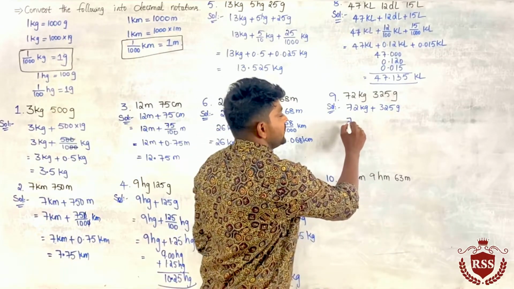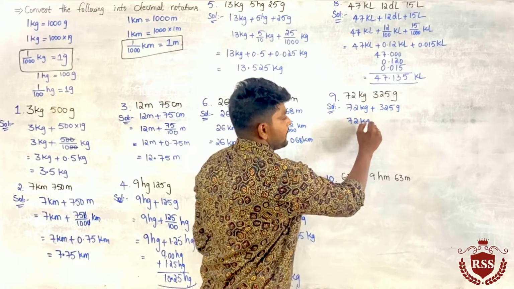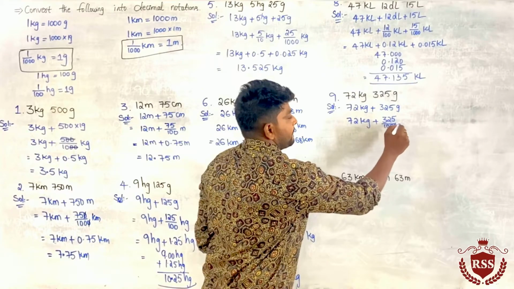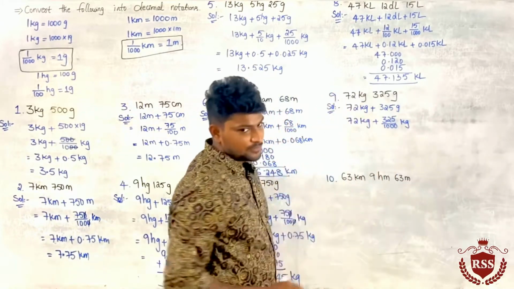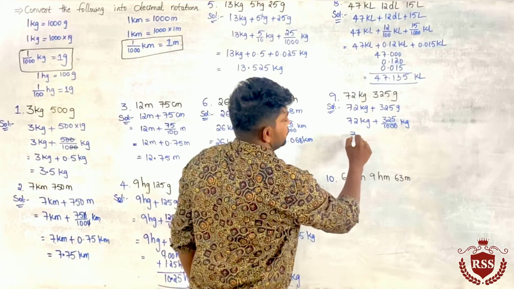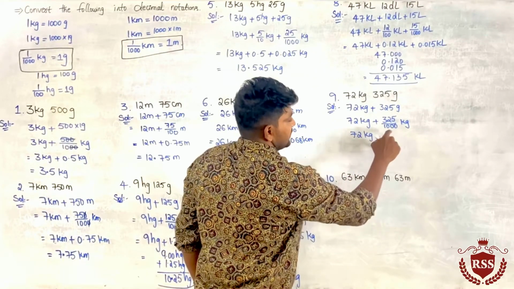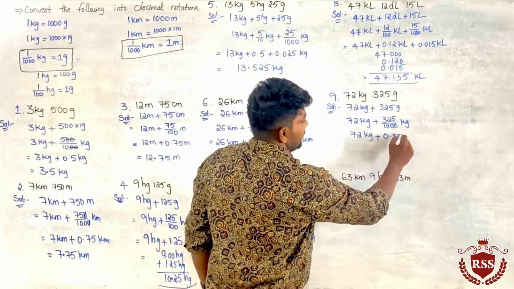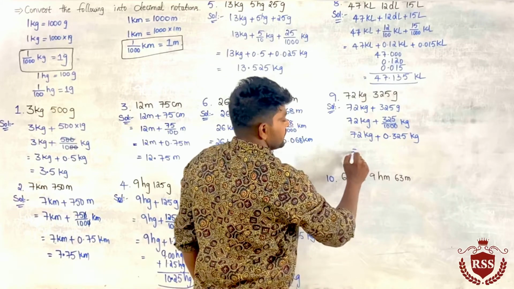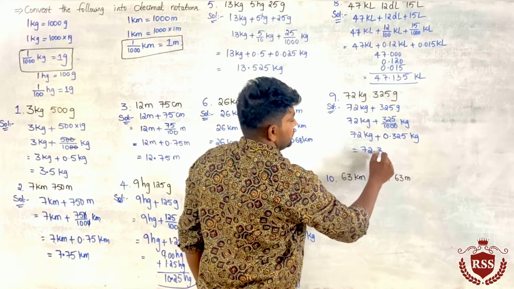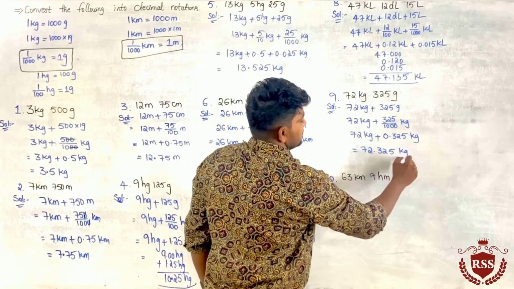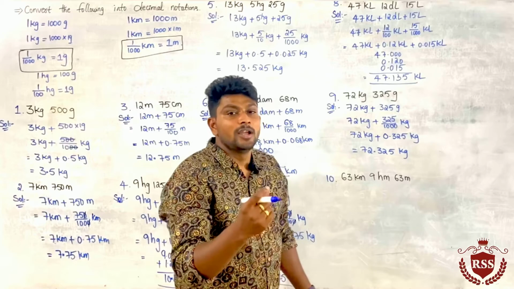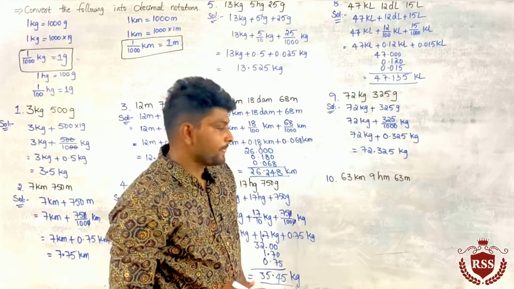So it will be 72 kg plus 325 by 1000, converted into kilograms. Now we can add 72 kg plus, there are 3 zeros in the denominator, so it will be 0.325 kg. So the answer will be 72.325 kilograms. After the decimal point we have to read each and every digit individually. Okay, next.